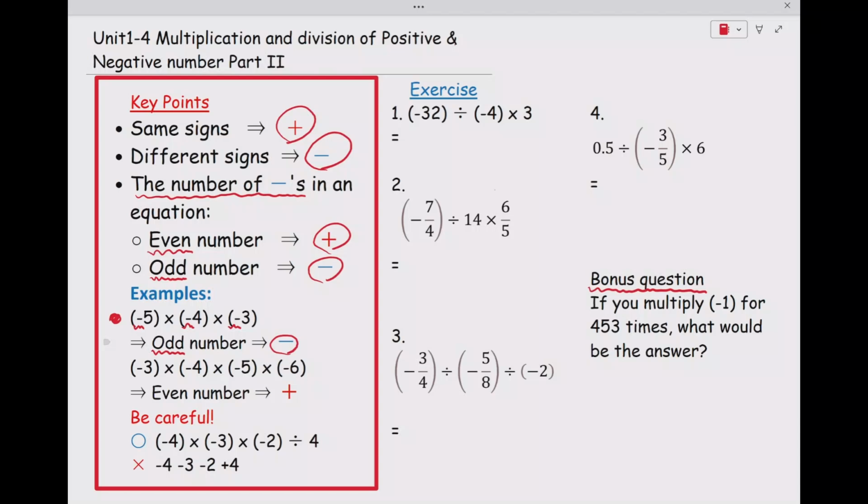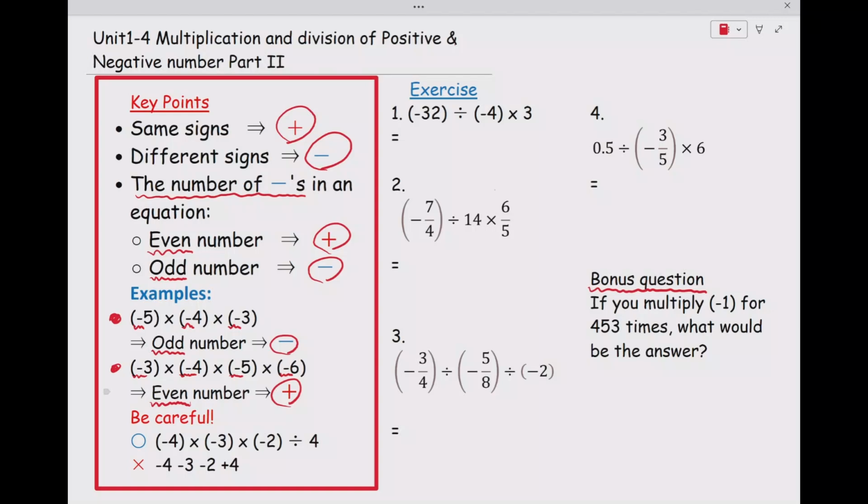On the other hand, if -3 times -4 times -5 times -6 are given, then again you need to count how many minuses are in the equation. In this case, there are 4 minuses, which is an even number. Therefore, the sign of the answer will be a plus or positive.